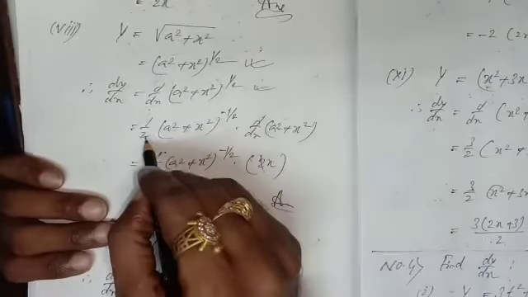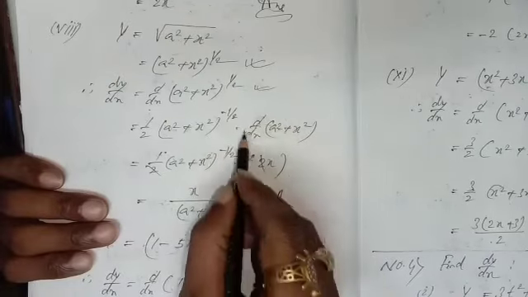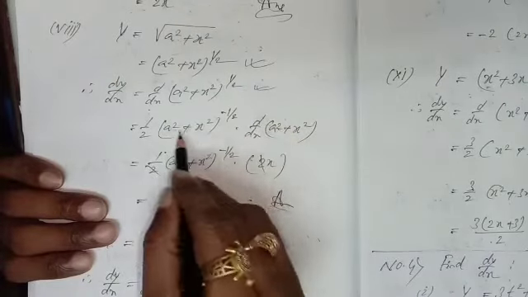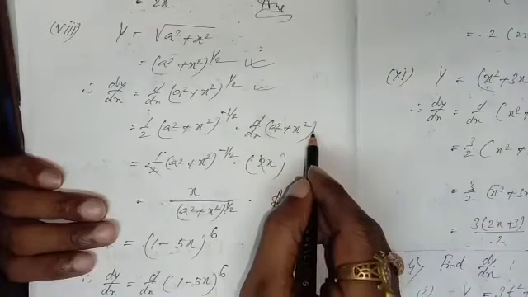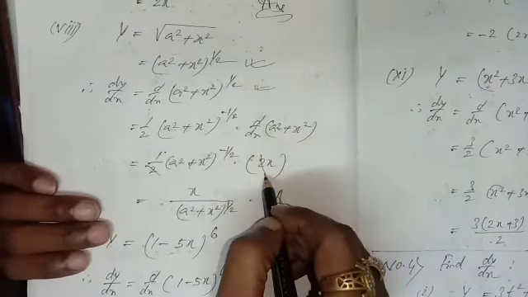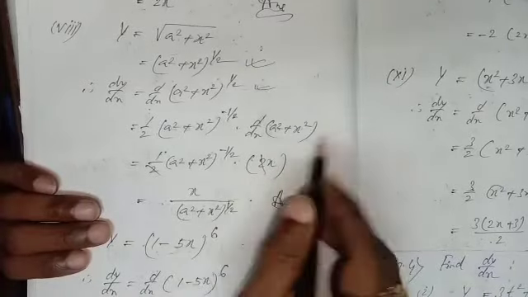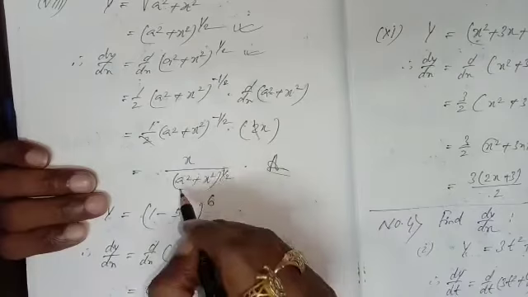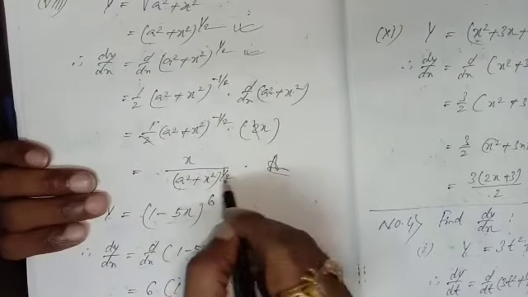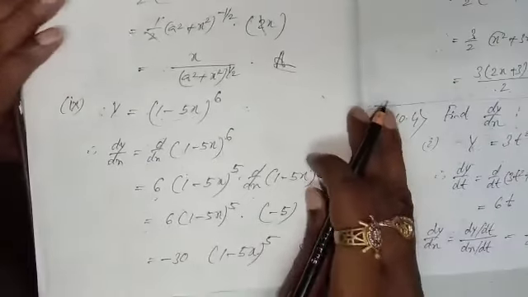Then power will come first here, then power minus 1, half minus 1 is minus half into derivative of this bracket part, that is a square plus x square. a square means constant number, 0, and x square derivative is 2x. 2 to cancel, this means x by, negative power will go down, make it down. x by a square plus x square whole to the power 1 by 2. This is the answer.